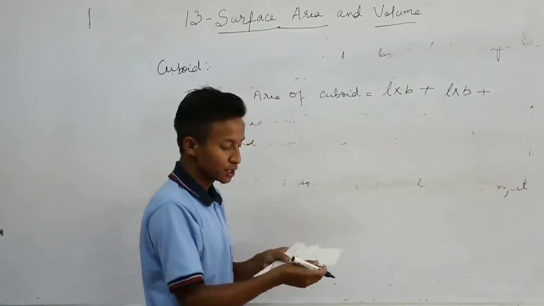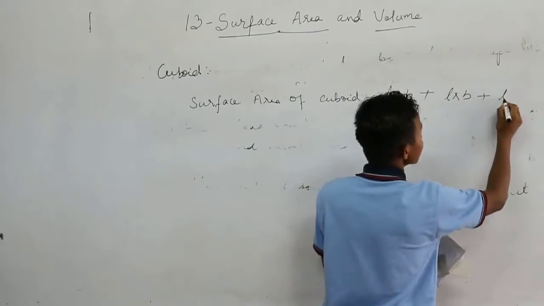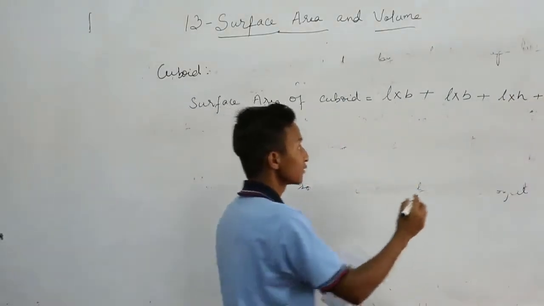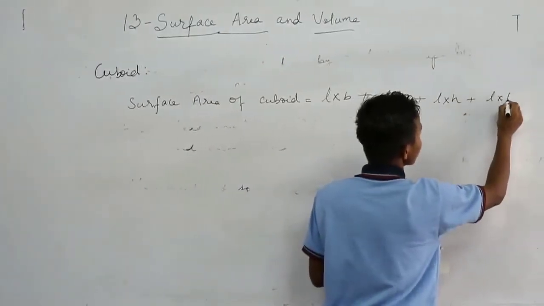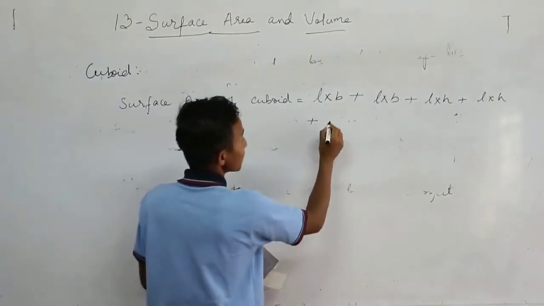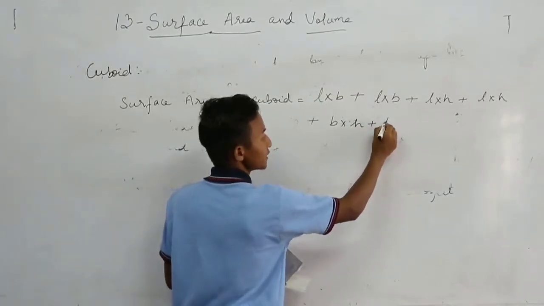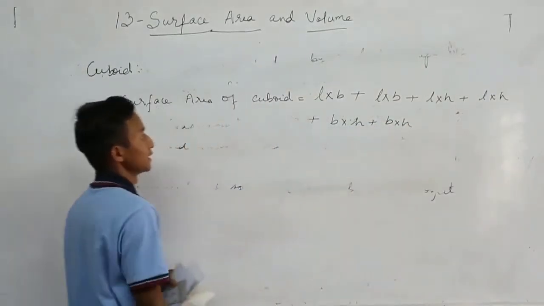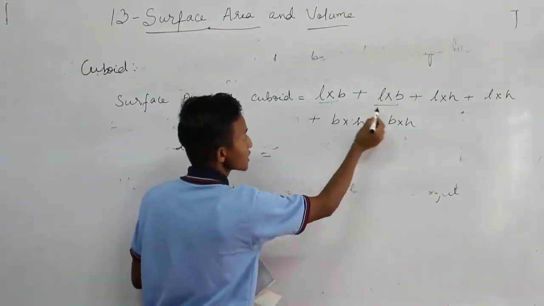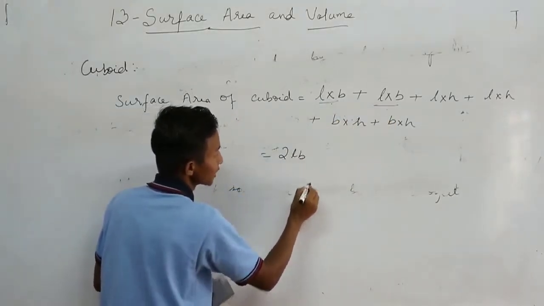Surface number 3 has a dimension of length and height, so the area is length into height, and surface number 4 is the same thing, length into height. Surface number 5 is breadth into height, and surface number 6 is breadth into height. So this is the same quantity. The first one and the second one are the same quantity, so add them up, and we get twice length into breadth.